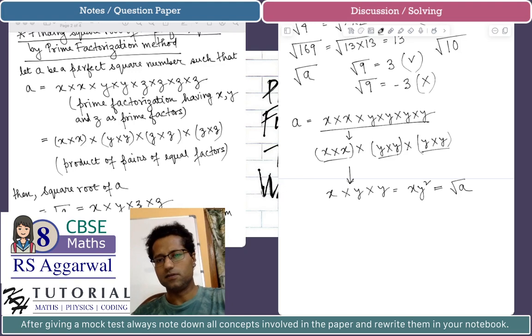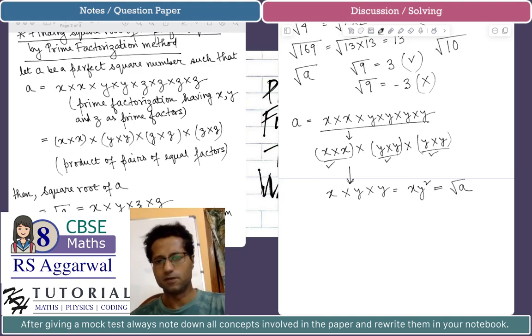So how did we arrive at x y square? We rearranged the prime factors of the given number A, and from that product of all the prime factors, we rearranged them to form pairs of equal factors. So this is a pair, this is a pair, and this is another pair.